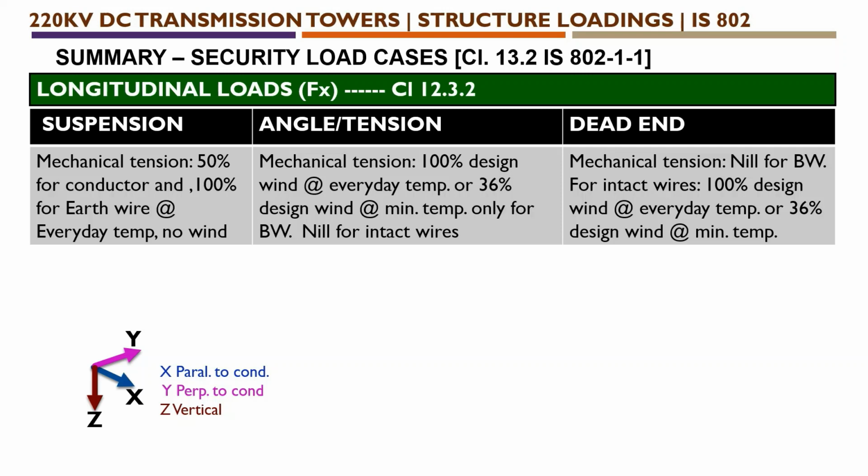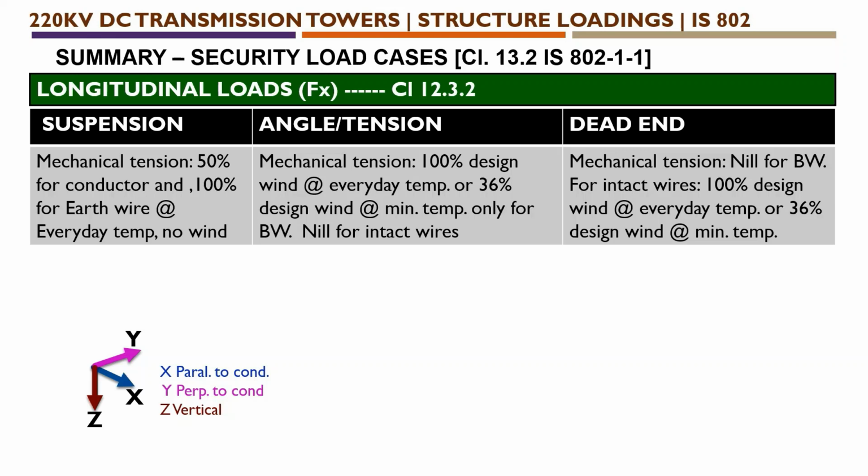In longitudinal loads, we need to check if the tower we are going to design is a suspension tower. Then we need to consider the mechanical tension as 50% for conductor and 100% for earth wire at everyday temperature and no wind. Next, for an angle or tension tower, the mechanical tension shall be 100% of design wind at everyday temperature or 36% of design wind at minimum temperature, whichever is greater. This is applicable only for broken wire. There should not be any forces considered in case of intact wires.